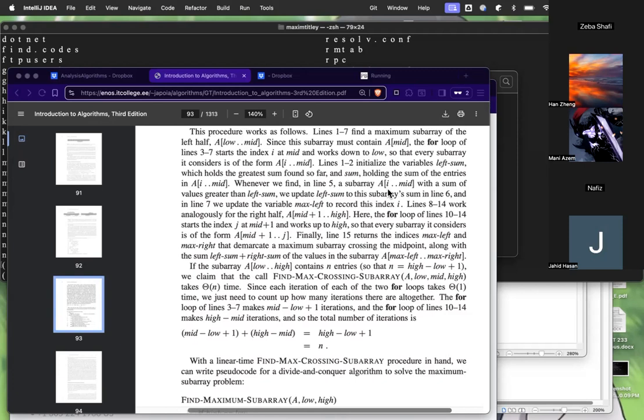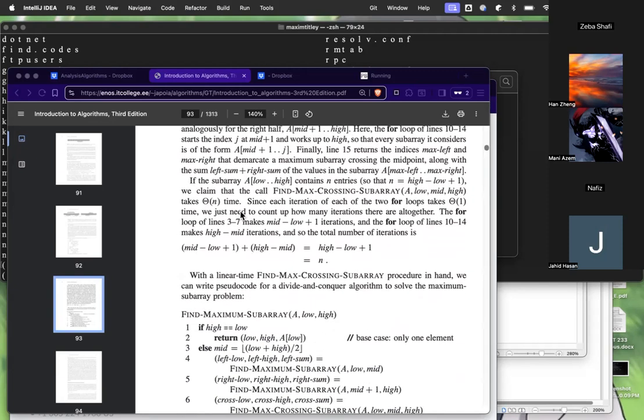Okay. So then you have lines 8 to 14, right? They work analogously for the right half. And the for loop of lines 10 to 14 starts at the index j at mid plus 1 and works up from there. Okay. So now moving further on, we have the following.